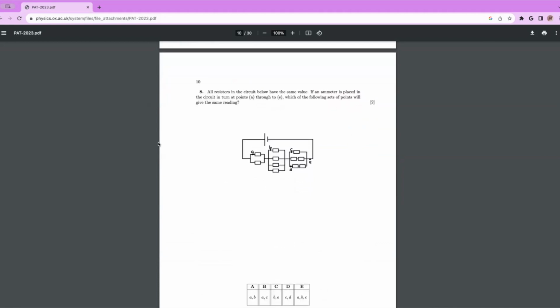All resistors in the circuit below have the same value. If an ammeter is placed in the circuit in turn at points A through E, which of the following sets of points will give the same reading?